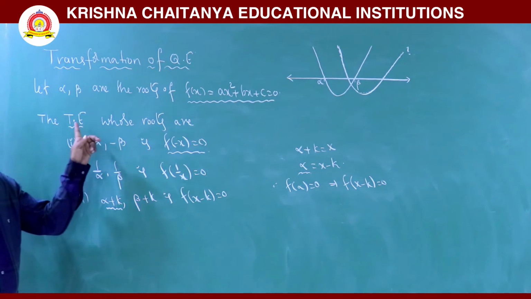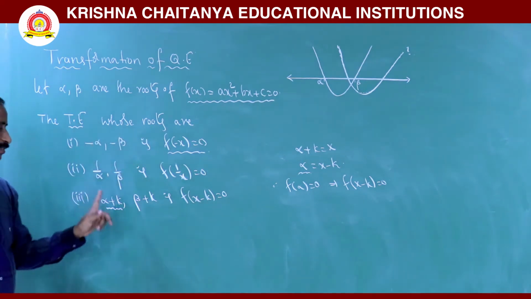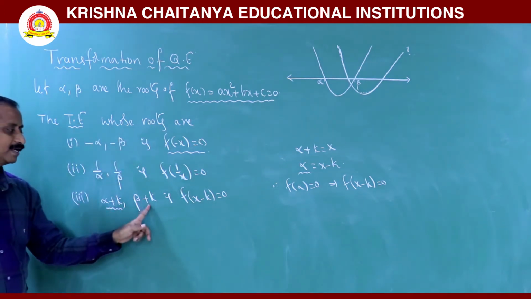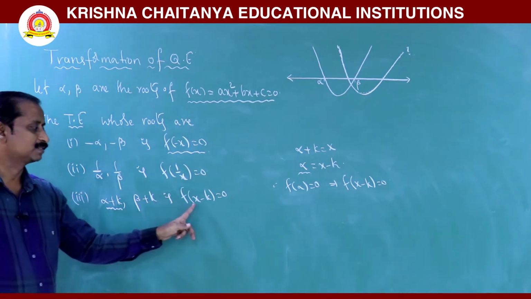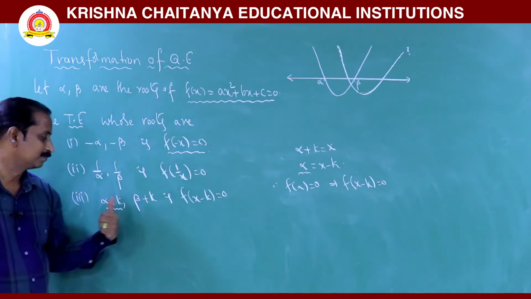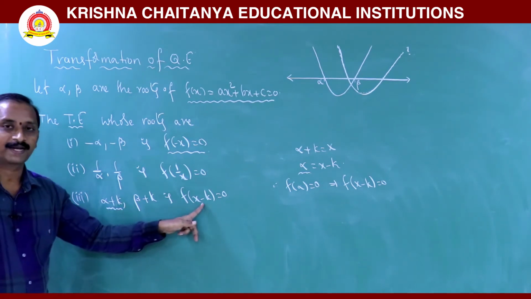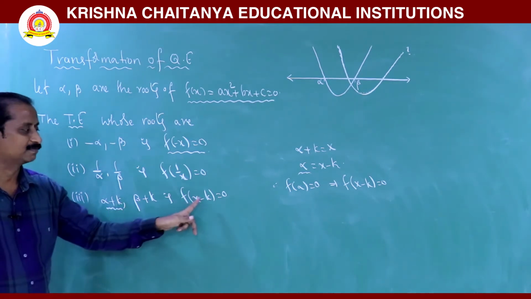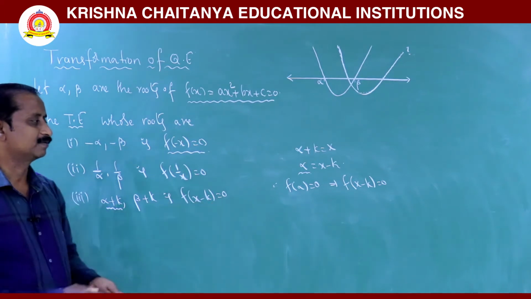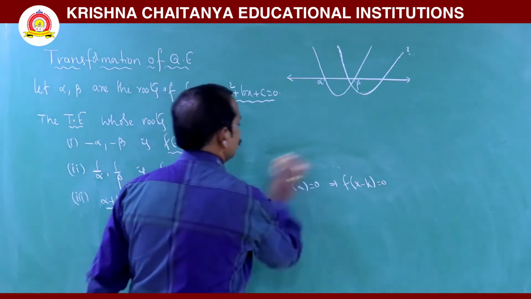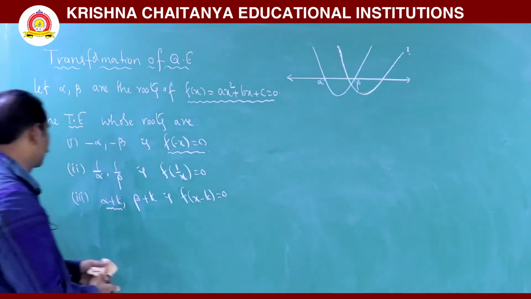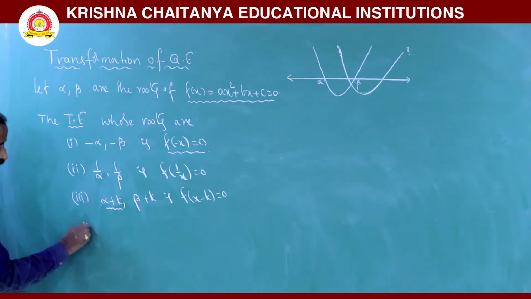The transformed equation whose roots are increased by k is nothing but a reverse addition, that is, subtraction. So f of x minus k is equal to 0. Now come to another point, point 4.